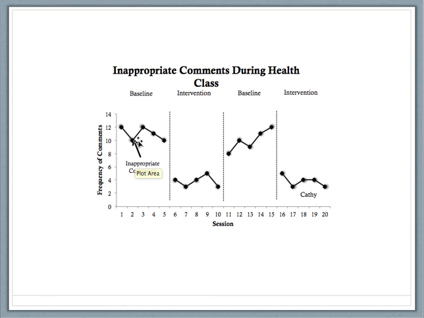You will see that in baseline, the frequency of the inappropriate comments was quite high. It was between 10 to 12. And then when intervention was implemented, it dropped to a range of 2 to 5. When intervention was withdrawn and they were taken back to baseline, it increased again. And then when intervention was implemented again, the behavior decreased again. So you can see that the behavior changed as a result of implementation of the intervention.